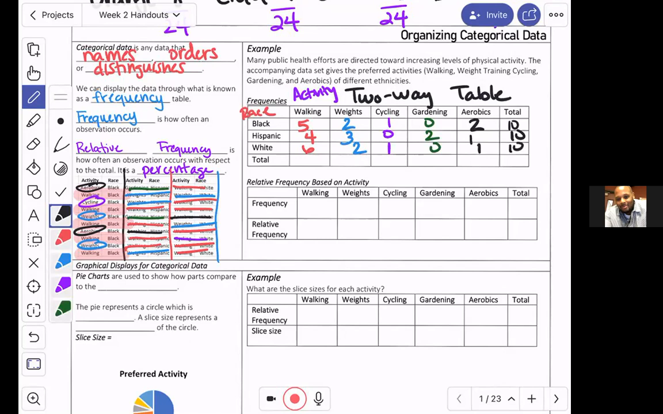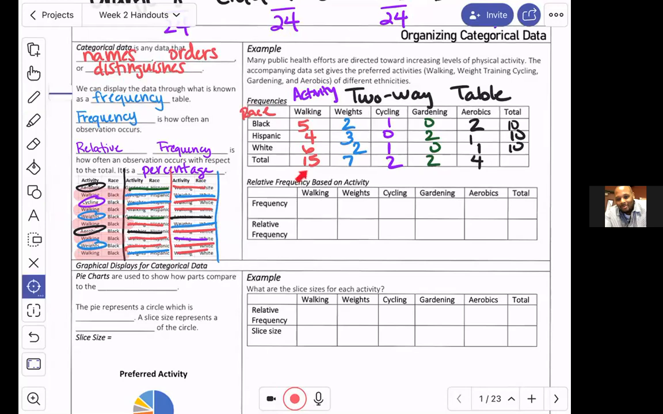And now what's nice about this is now we can go down the actual columns and get those frequencies for each activity. So not only do I know the number of people in the sample, right? Not only do I know the rows are giving me the different ethnicities within the sample, right? But now I can go down the columns and get the actual number for the activity. So for this first one, I get 15 walkers, 7 weight people, 2 cyclists, 2 gardeners, and 4 aerobics people.